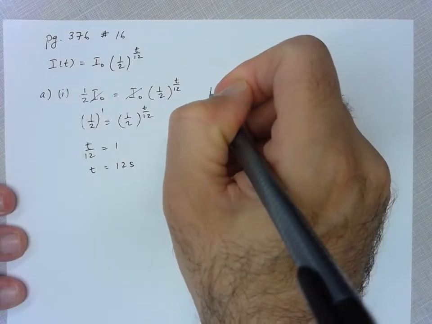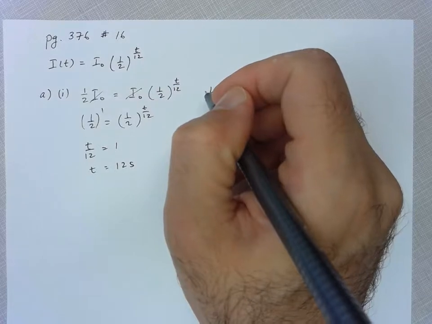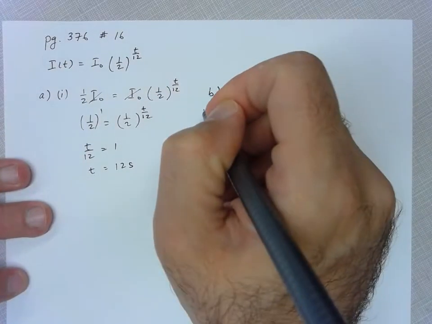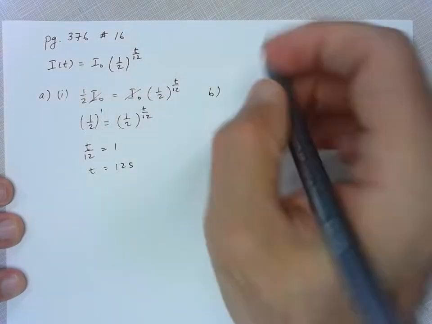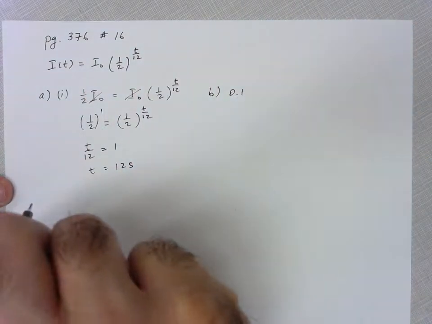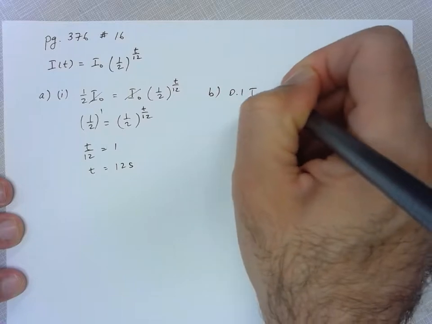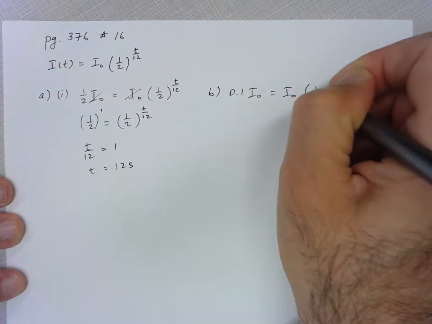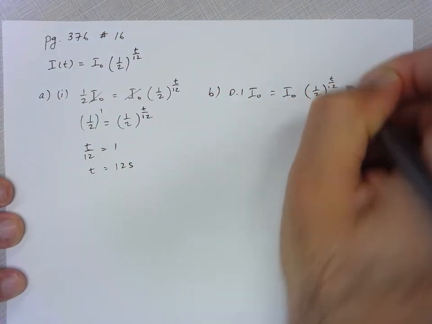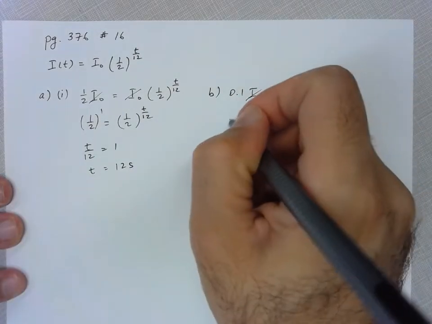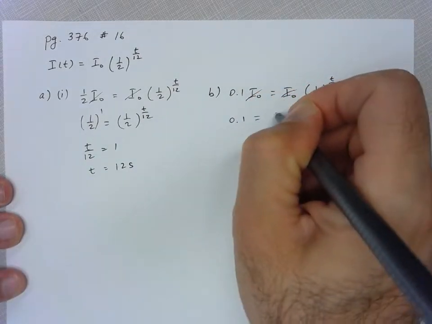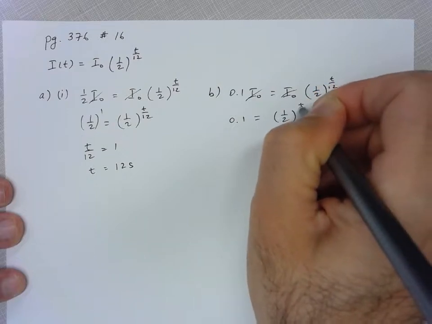So in part B, they ask us to determine how long it takes to get to 10% of its initial value. Here I'm just going to take the initial value and multiply it by 10%, which is 0.1. So 0.1 I naught equals I naught times 1/2 to the t over 12. Here again I can divide both sides of the equation by I naught, so I'm just left with 0.1 equals 1/2 to the t over 12.